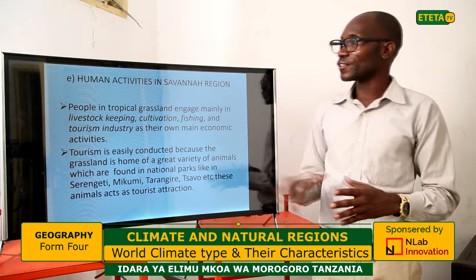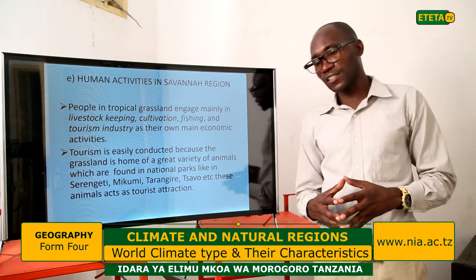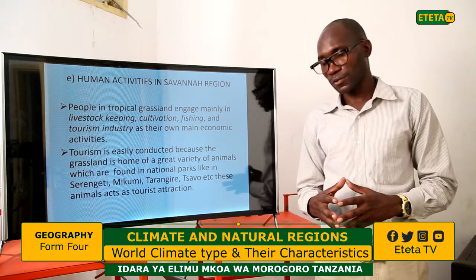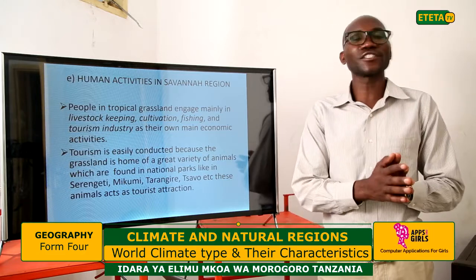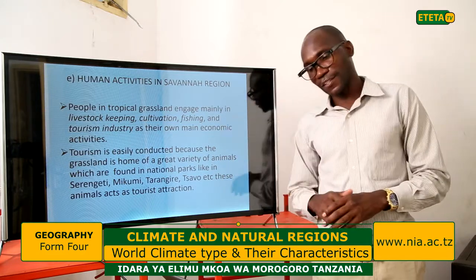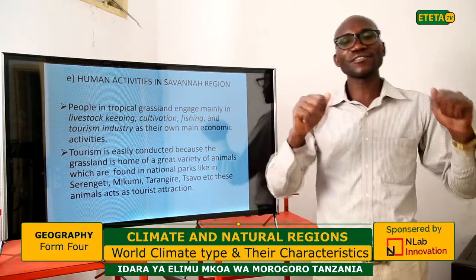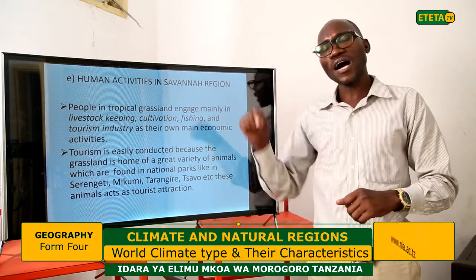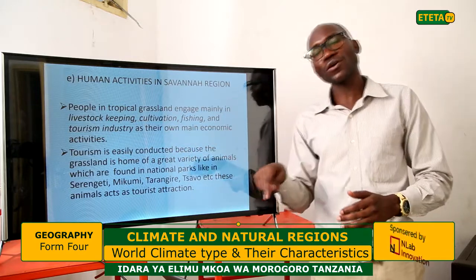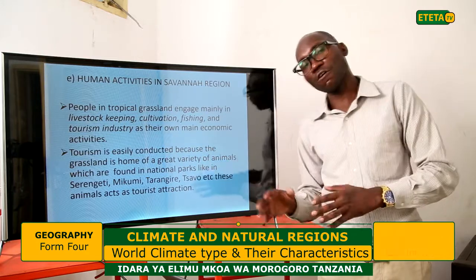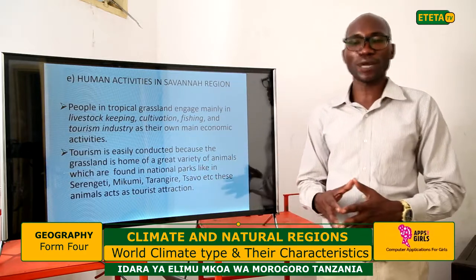Human activities taking place in this region. In tropical grassland, people engage mainly in livestock keeping. For instance, the Maasai found in Tanzania are involved much in livestock keeping, cultivation, fishing and the tourism industry. When we say fishing and cultivation, it means agricultural activities. So the people in this tropical grassland are involved much in the production of food crops, maize, rice, millet, and they produce very much.